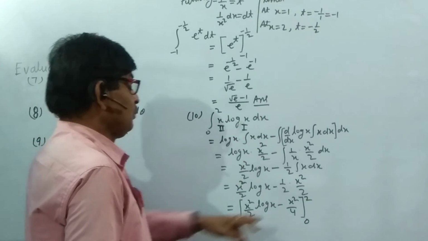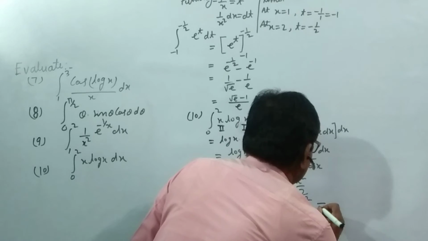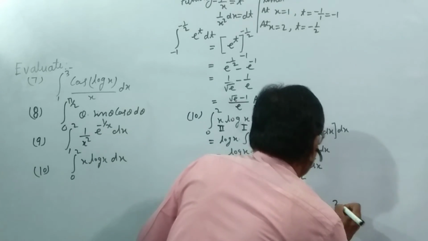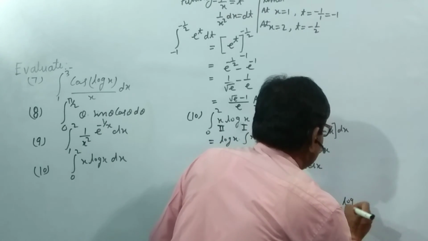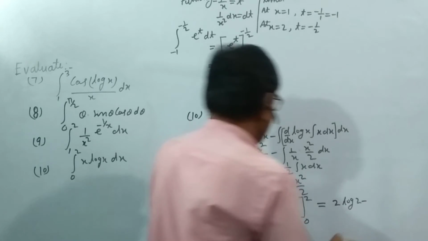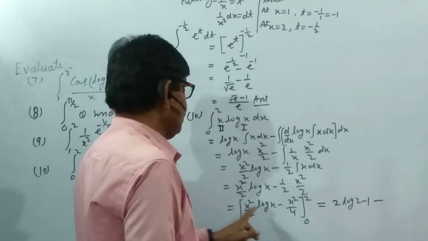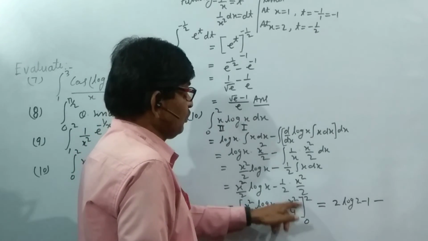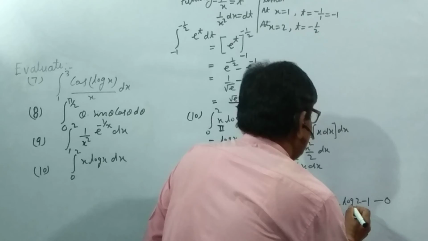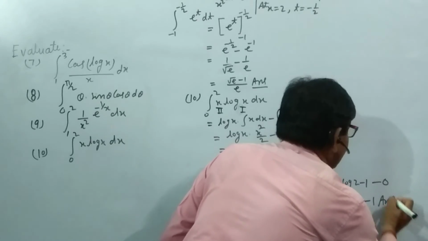Putting x equal to 2 in this case. Here we write, putting x equal to 2, 2 square by 2 is equal to 2 only, 2 log 2 minus 2 square by 4, this is equal to 1, minus putting x equal to 0, this will be also 0 and this is also 0, so that it can be written as 2 log 2 minus 1. This is our answer here.